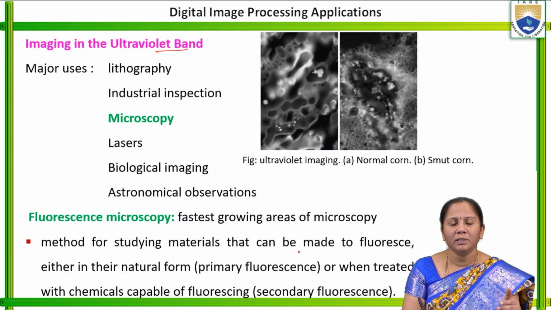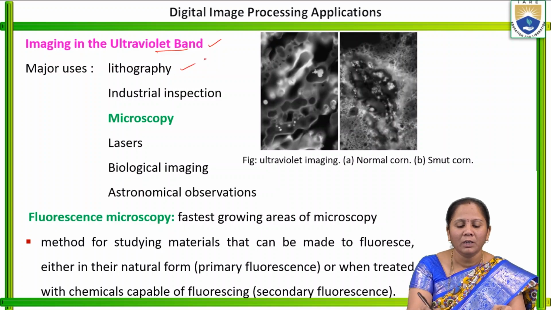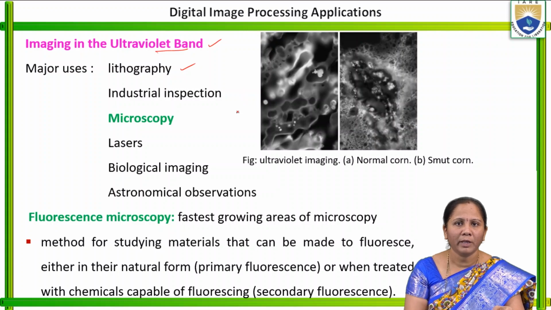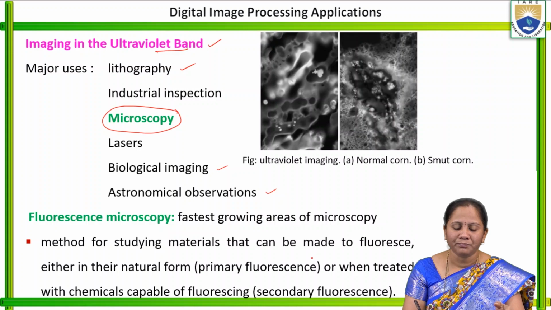So in which applications of digital image processing can we use the ultraviolet band? Here are different areas where ultraviolet band imaging can be used: lithography, industrial inspection, microscopy, lasers, biological imaging, and also astronomical observations. Among all these, the ultraviolet band is majorly used in the area of microscopy.